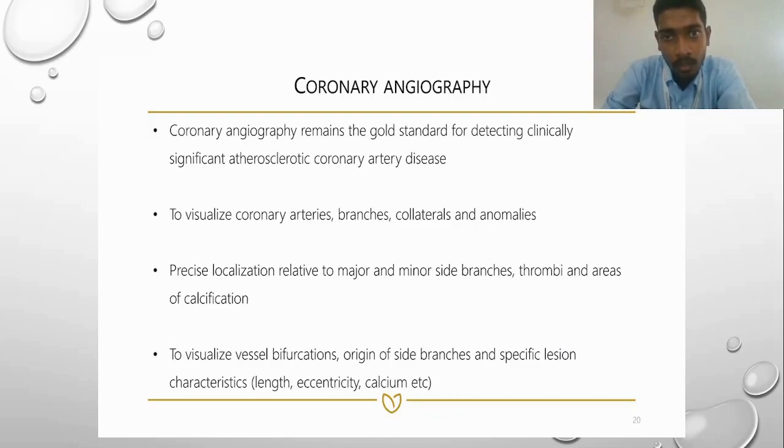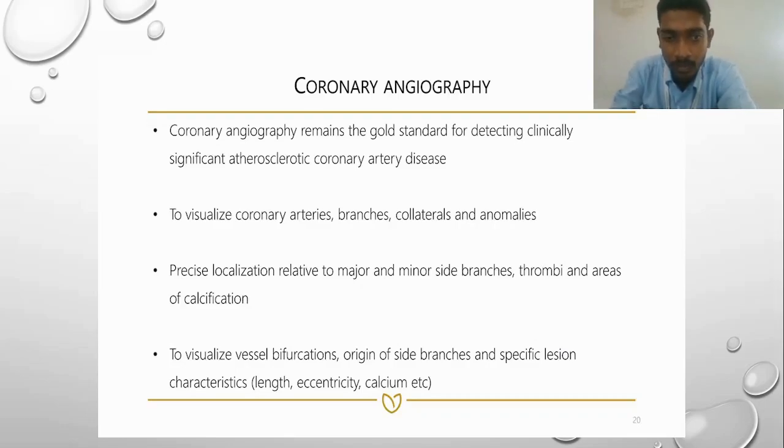And then coronary angiography, I have already told you. What we have to do is assess the patient's coronary arteries, branches, collaterals and the anomalies. What are the anomalies? What are the difficulties or defects present there? What are the difficult conditions that lead to the patient's death?